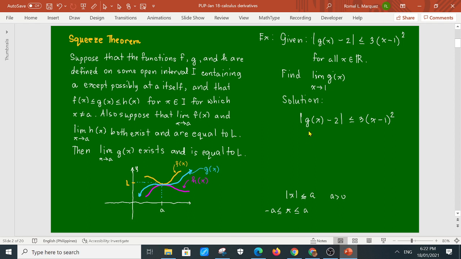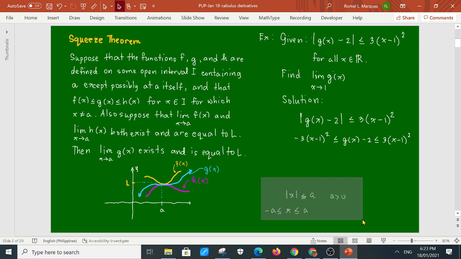So in other words, I can write this as negative of 3 times (x minus 1) quantity squared, less than or equal to g of x minus 2, and that is less than or equal to 3 times (x minus 1) quantity squared. Our x here is g of x minus 2. So the absolute value of that is in between the negative of the right side and the positive of the right side. Okay?